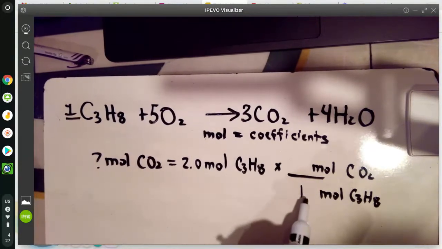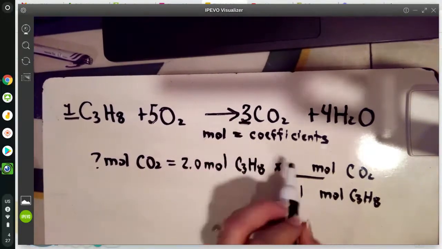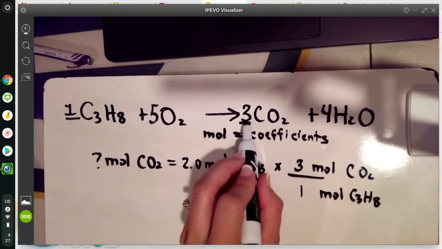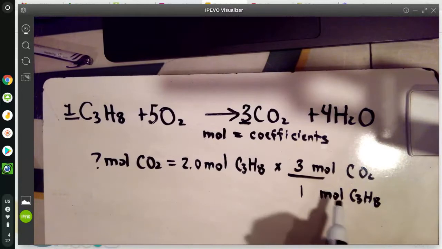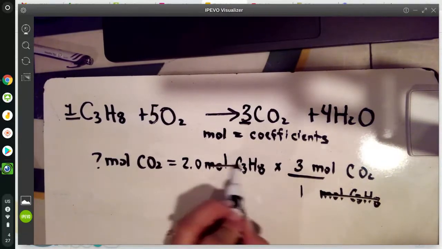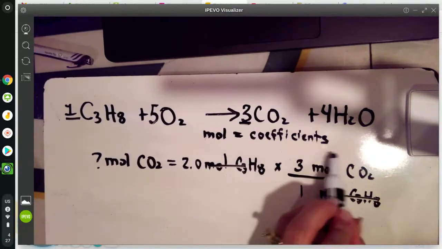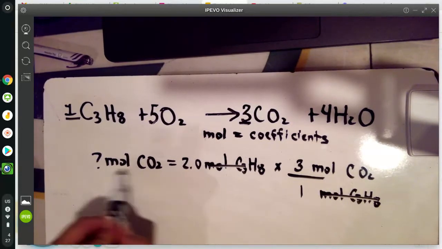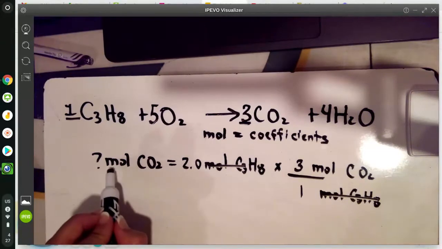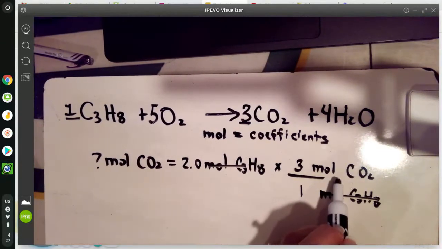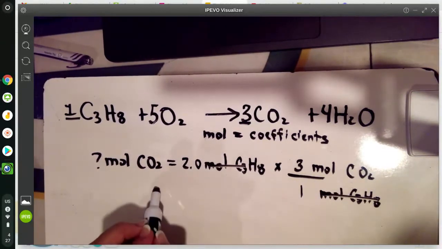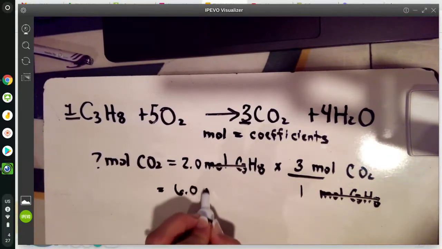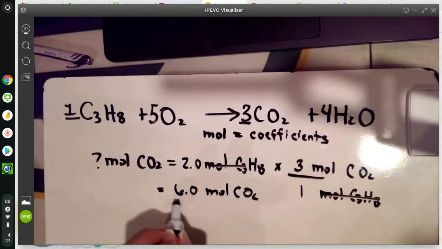So I put a 1 here, and then what do I put for carbon dioxide? A 3. Why do I know that? I find the match: CO2, CO2, put a 3. Then these cancel. I'm left on the right-hand side with mole of CO2, and that's exactly what I want to get to. I stop when my left and right units are equal. So mathematically, 2.0 times 3, and I end up with 6.0 moles of CO2.